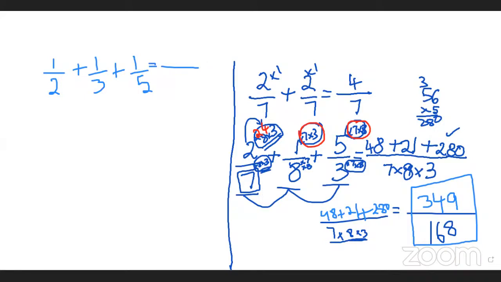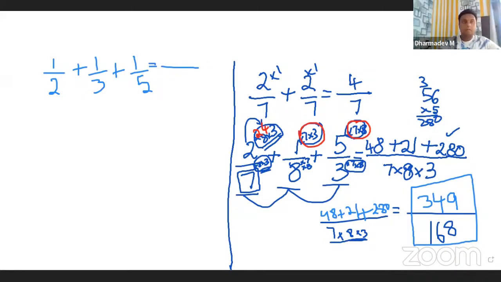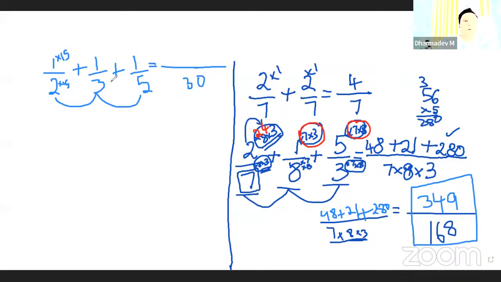It's a final. Okay. So the first step, I have to make the denominator common. So 5 times 3 times 2, that's 30. 2 times what is 30? 2 times 15 is 30. So I multiply the same thing over here in the numerator. Okay. 3 times what is 30? 10. So I multiply with the numerator by 10.